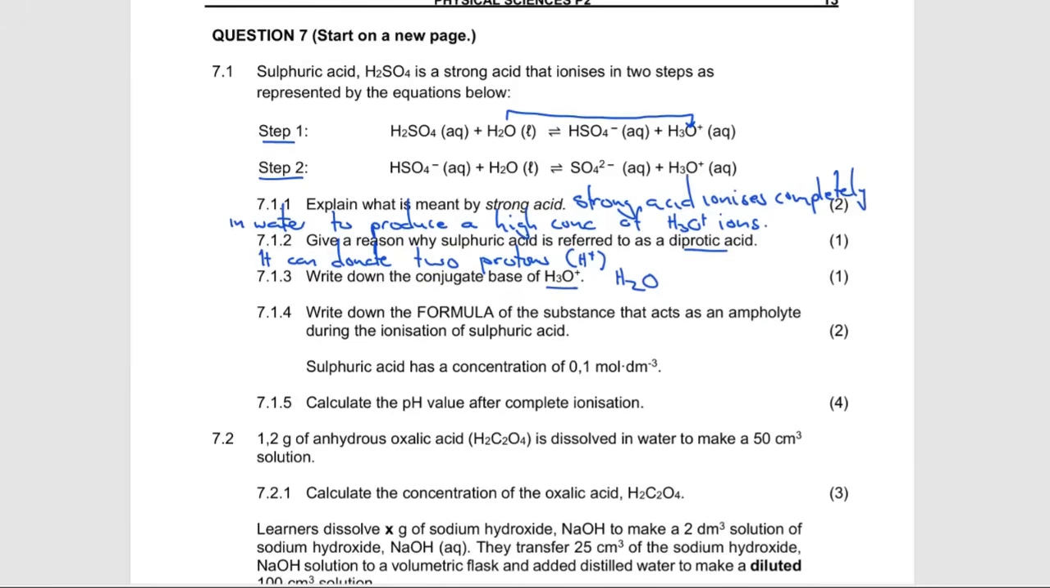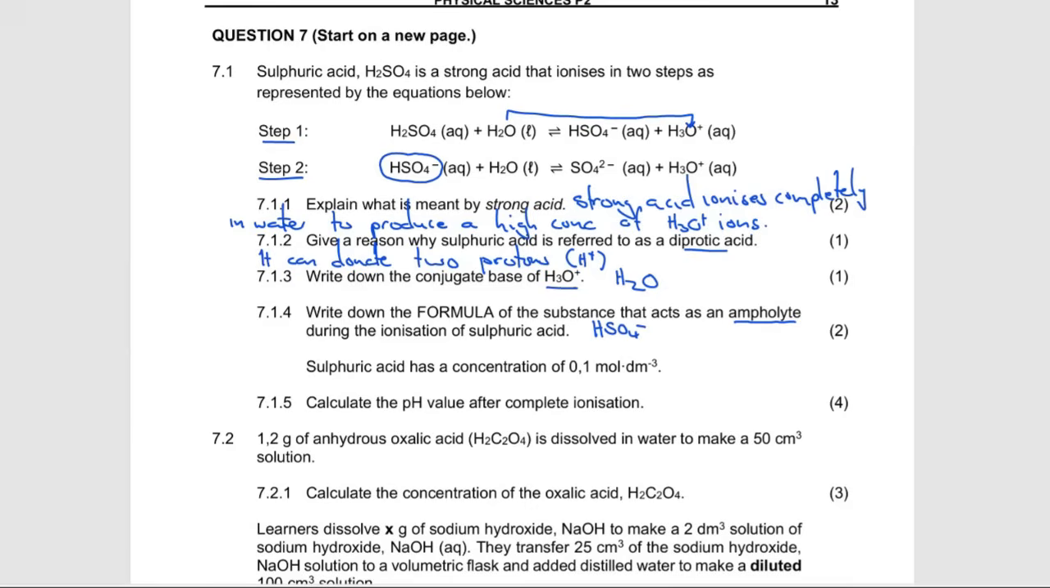Then 7.14 says write down the formula of the substance that can act as an ampholyte. So an ampholyte is a substance that can act as either a base or an acid. So during the ionization of sulfuric acid, we can see our ampholyte is going to be this here, which is our SO4 negative, right? So it can act as either an acid or a base. So I'm going to say HSO4, then a negative.